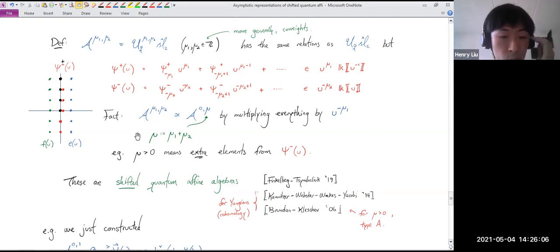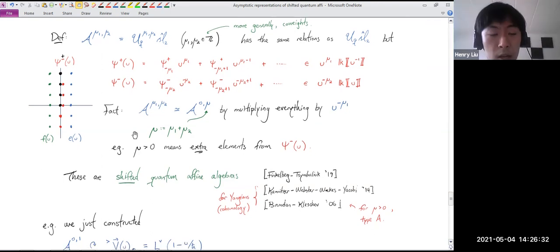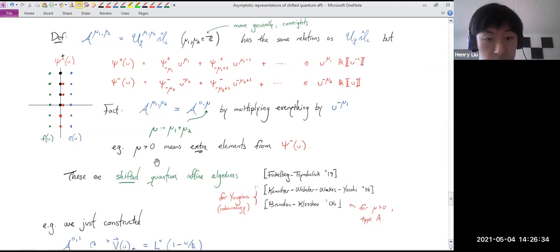Okay, so that's what shifted quantum affine algebras are in a nutshell. The only modification is this shift in the psi's. Everything else stays the same. All the relations stay the same as well. And that's not too hard to convince yourself of from the asymptotic R matrix picture. Here maybe I should say, the idea of having a shift is by no means new.